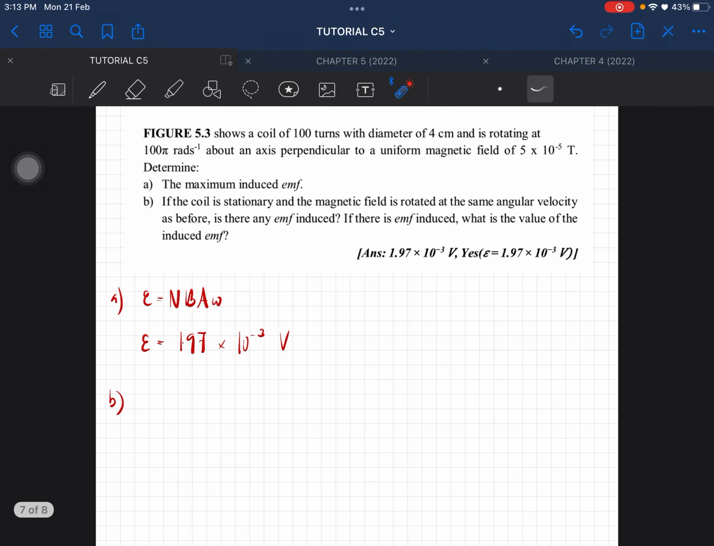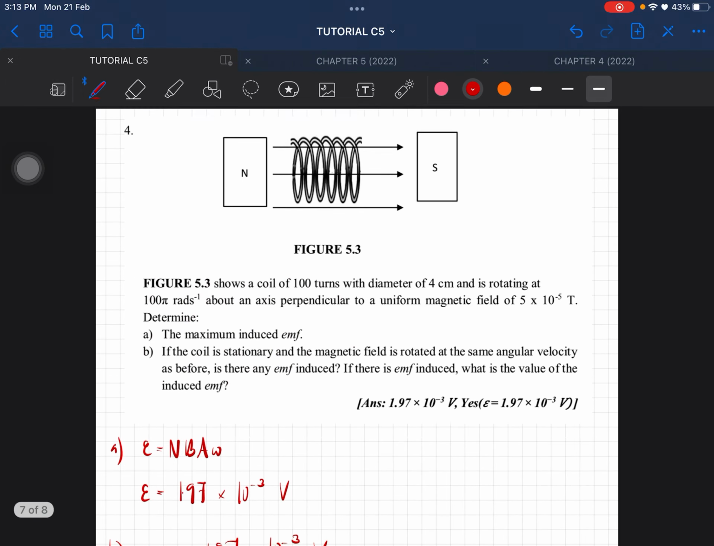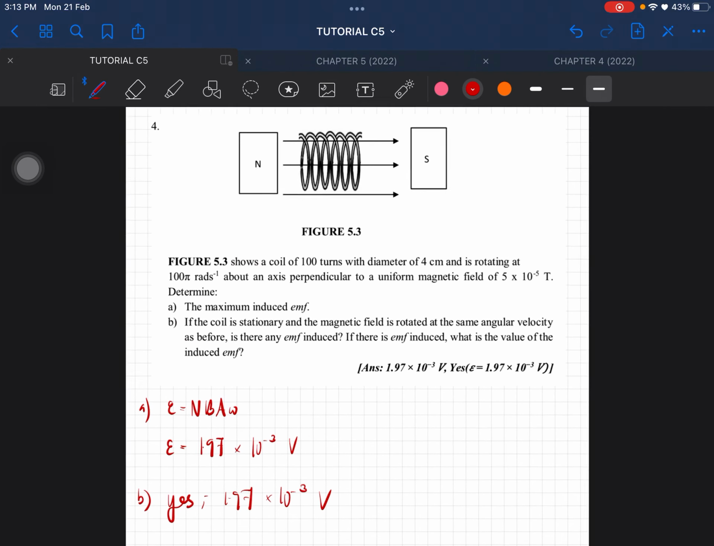If the angular velocity were different, then it would change the value of the induced EMF. So yes, there will be an induced EMF, and the value is exactly the same as we calculated before. Right, so that is question number 4.